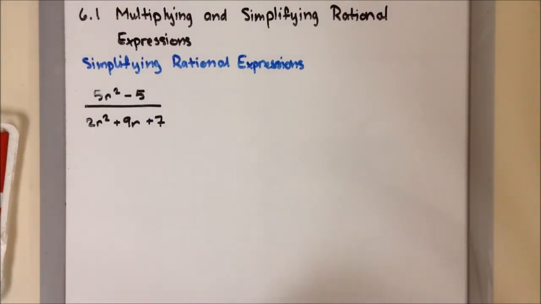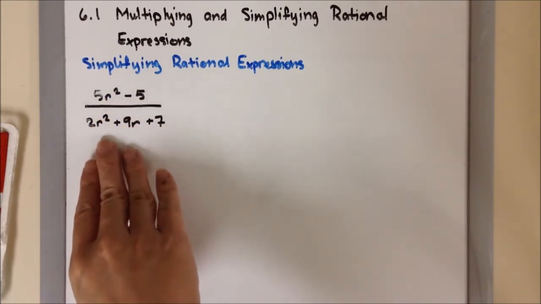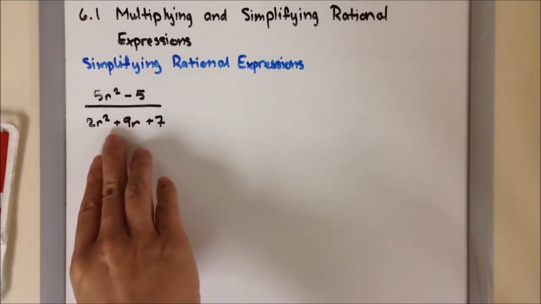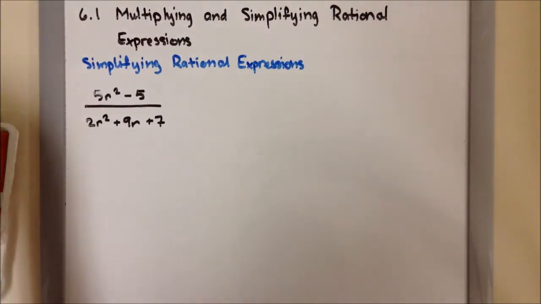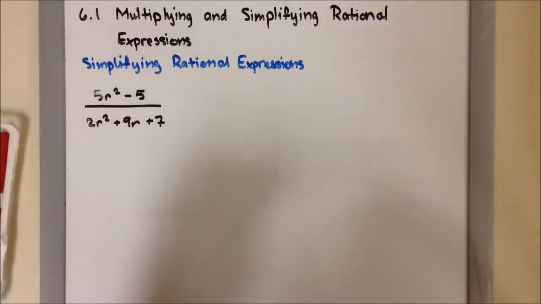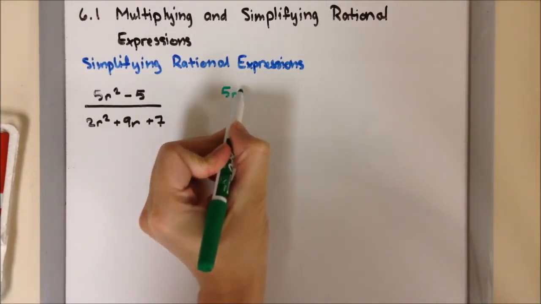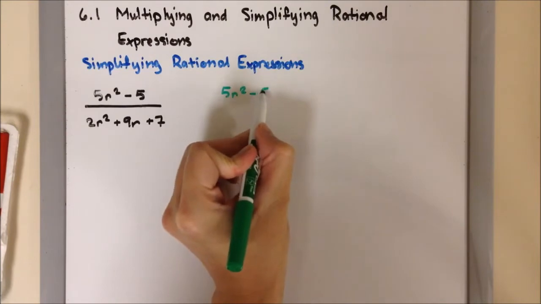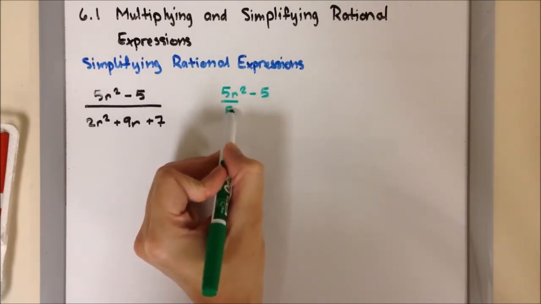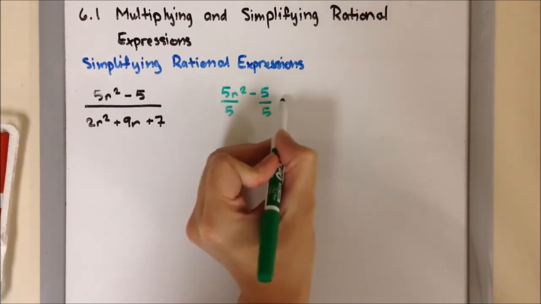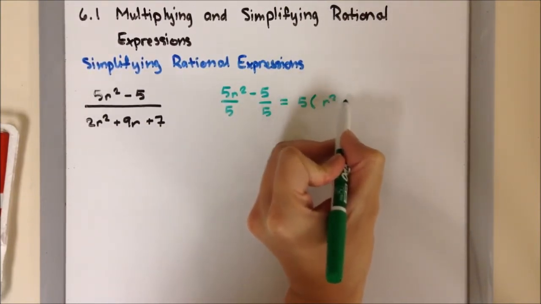In this example, we have in the numerator 5r squared minus 5, and the denominator 2r squared plus 9r plus 7. Alright, so one step at a time. Let's talk about the numerator. 5r squared minus 5. Now my GCF, my greatest common factor, both are divisible by 5. So 5 on the outside, r squared minus 1.